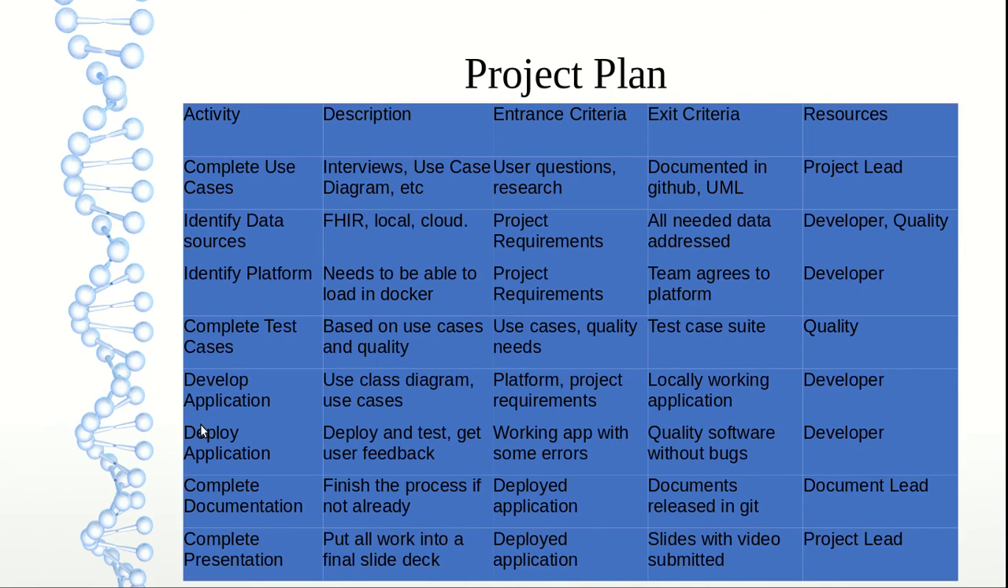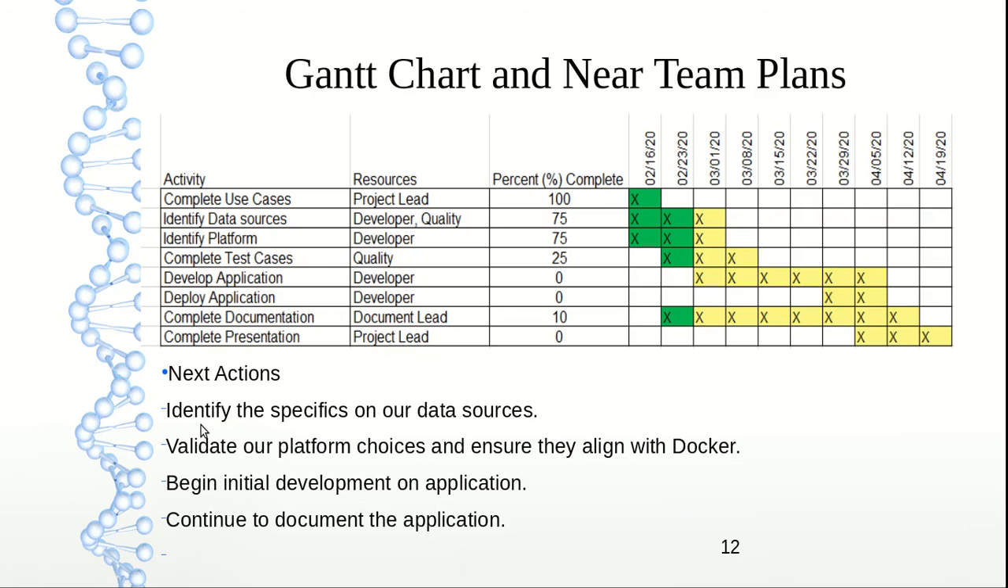So if we look at our project plan, this is an updated version of our description and entrance and exit criteria as it pertains to our activities. So we'll keep this on the screen so that you can look at it for further details, but we won't cover it in too much detail here. And then we have our updated Gantt chart also.